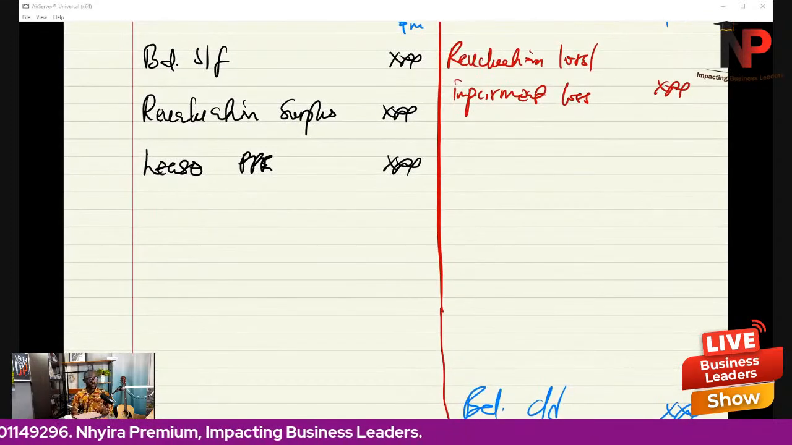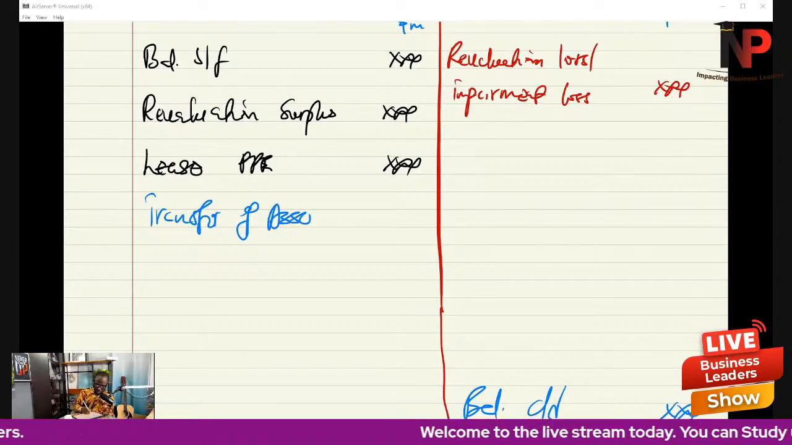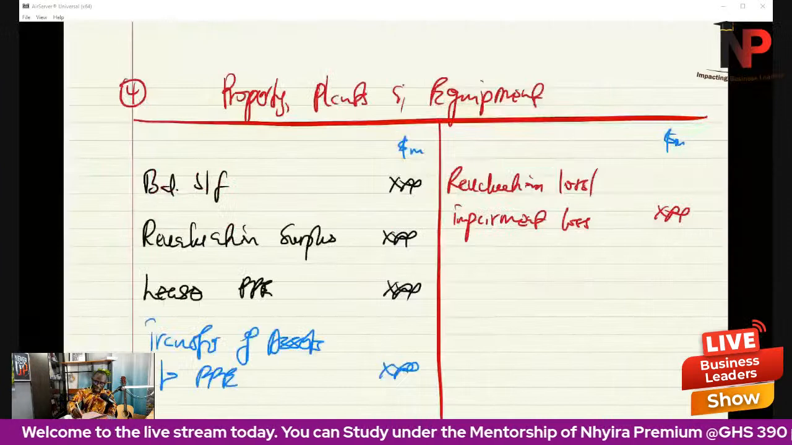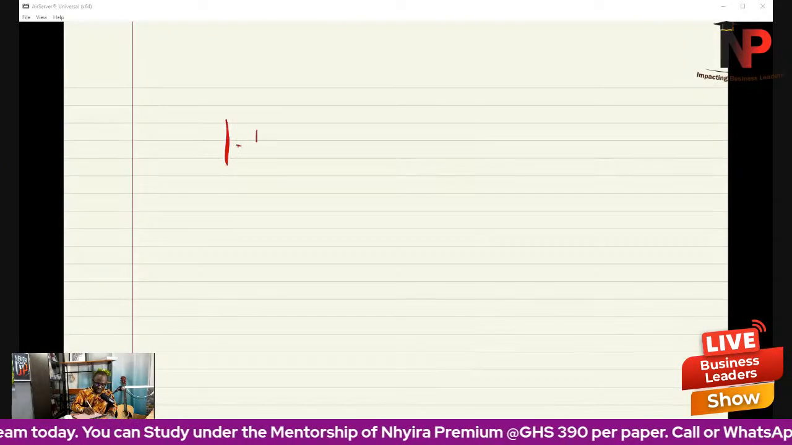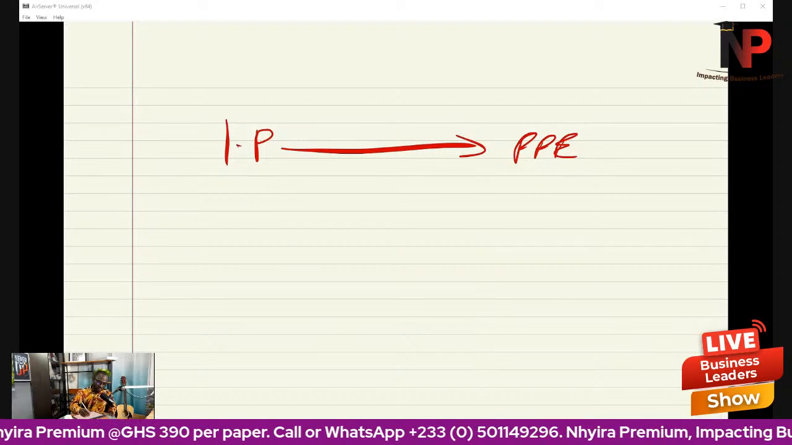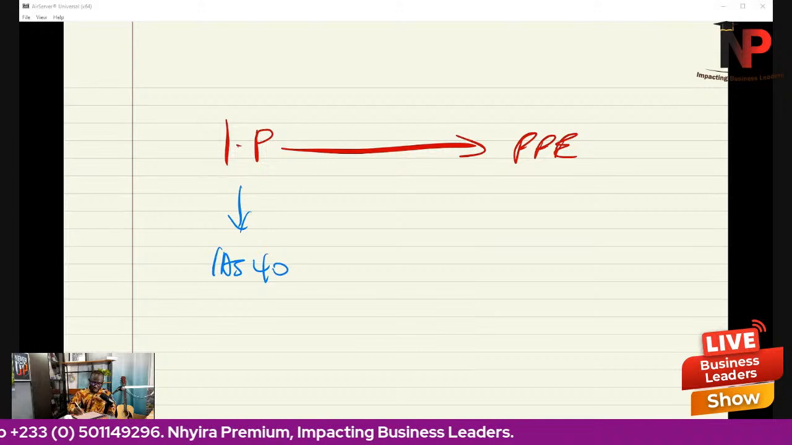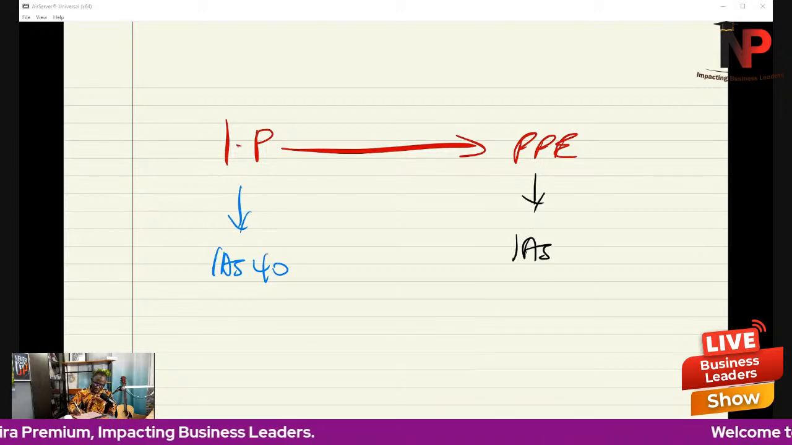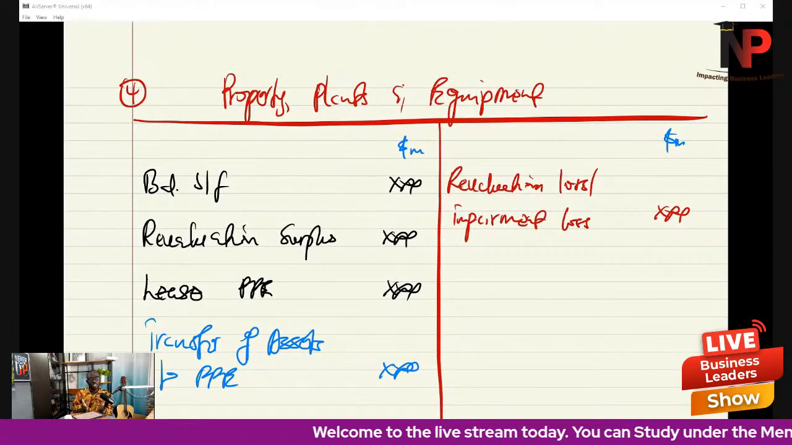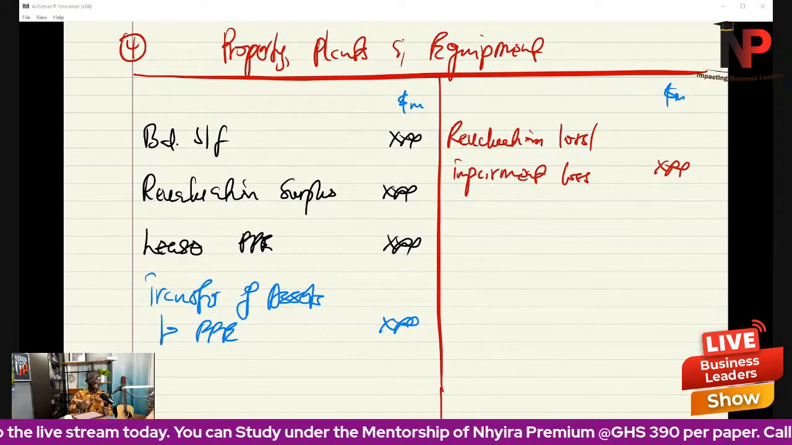Now, there are times also there could be transfer of assets into PPE. For instance, as per IAS, an investment property that the entity was using, the entity has changed it to property, plant, and equipment. Remember, investment properties are accounted for in accordance with IAS 40, but now they are changing it into property, plant, and equipment, and so should be accounted for as per IAS 16. So if during the year the entity transferred any assets like that to PPE, then it has to come on the debit side.